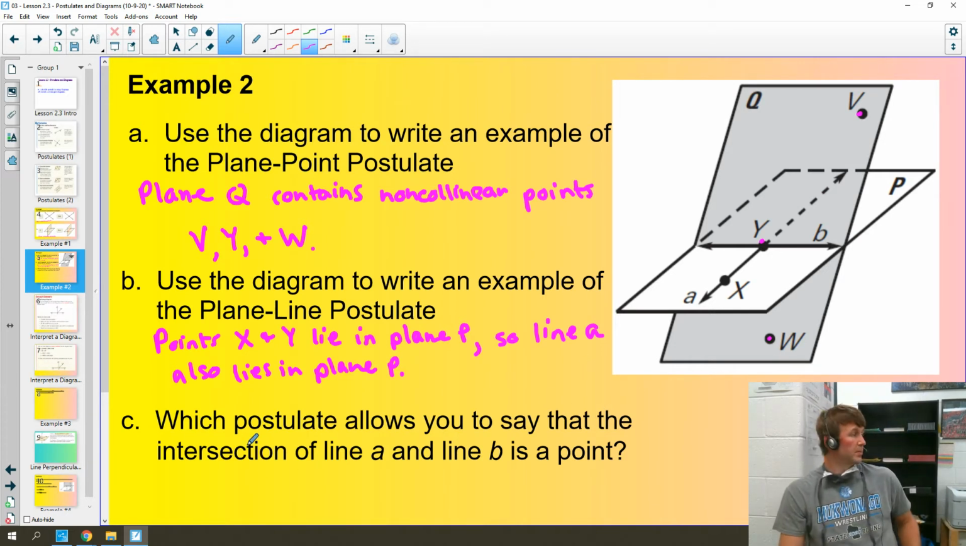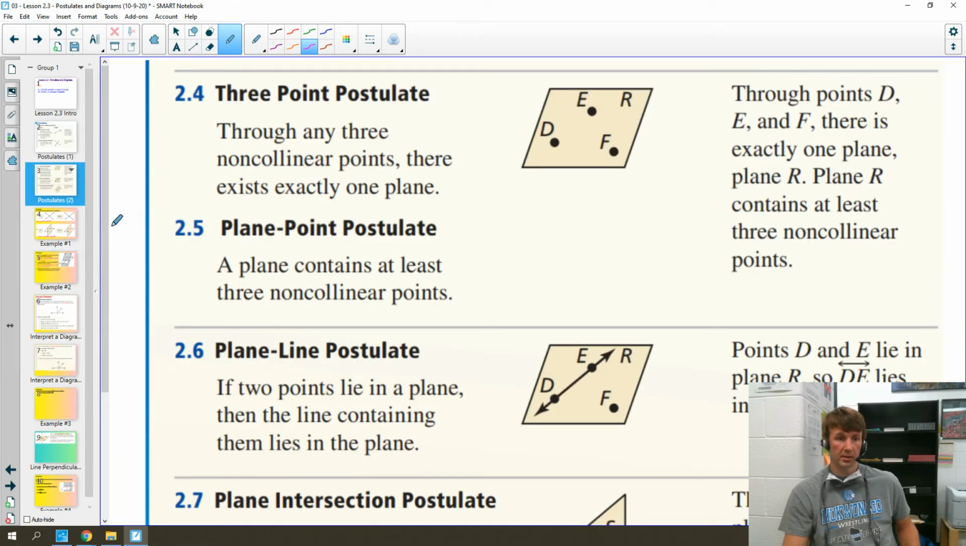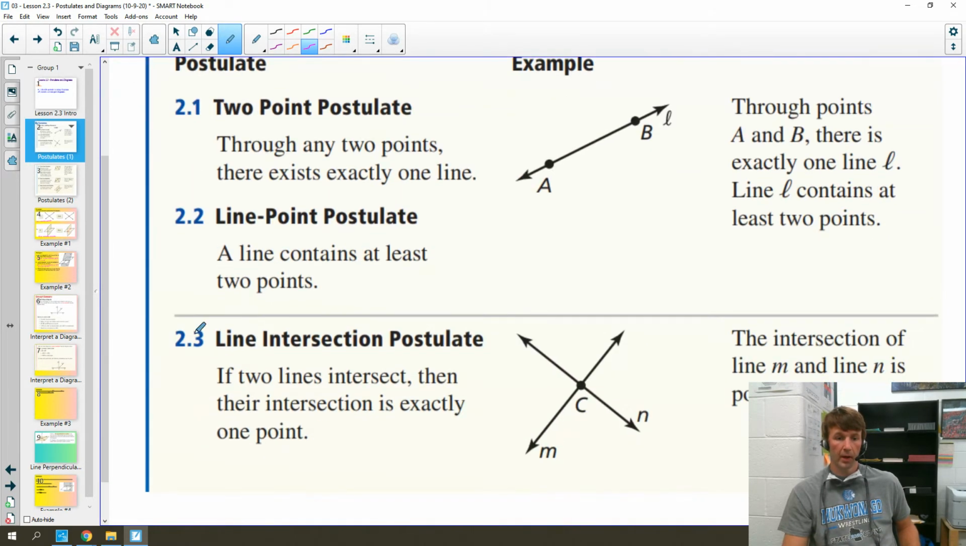Let's look at the last one. This is more just kind of identify the postulate. Which postulate allows us to say that the intersection of line A and line B is a point? Line A is right here. Line B, it's specifically point Y, so we could have said that, but it's just a point. So let's go and look. Where's that one that was talking about the lines intersecting? All right, here. That's called the line intersection postulate. Two lines must intersect at one point. So we would say the line intersection postulate.